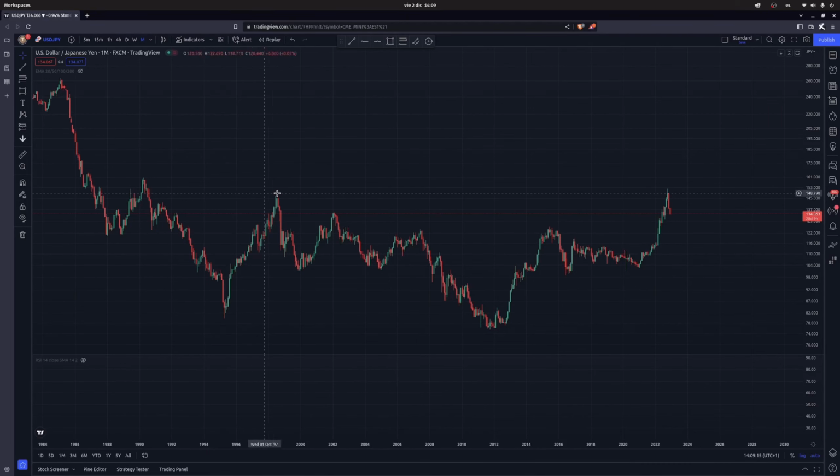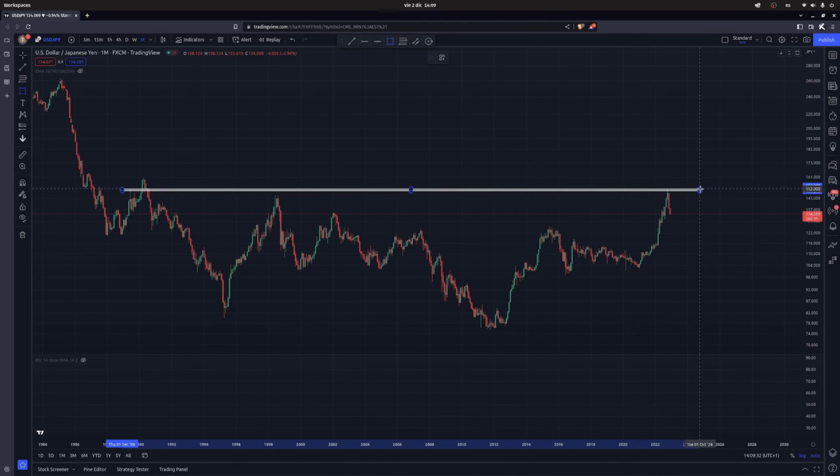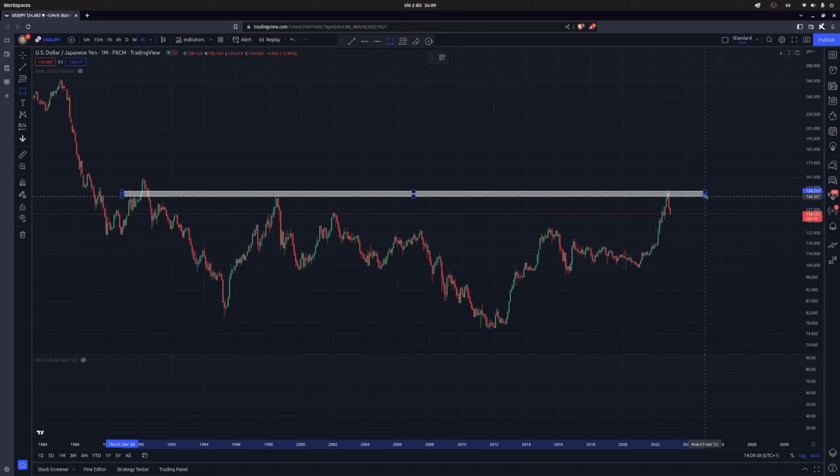So I think here we can identify a key resistance level, because we had a top here and some rejections at the same price level, right? So we can maybe draw in an area like this, I suppose. Let's give it a red color so we know that this is the monthly.